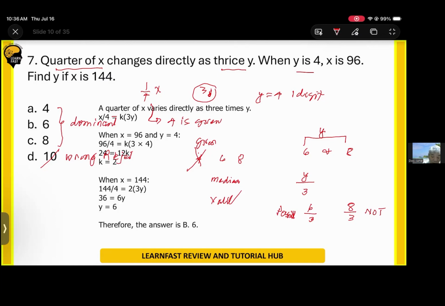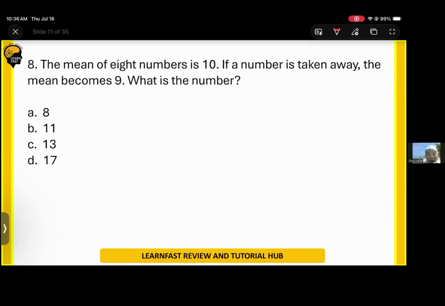Okay? So let's have the next number. The mean of 8 numbers is 10. So therefore, you have a raw data that is composed of 8 numbers. Okay, so let me write that. Raw data consists of 8 numbers. Okay, now it says there the mean is 10.